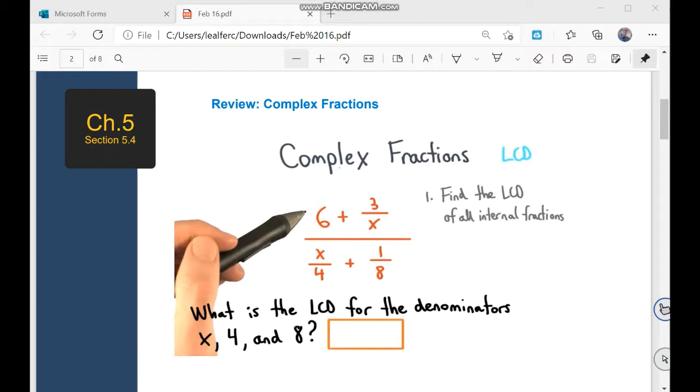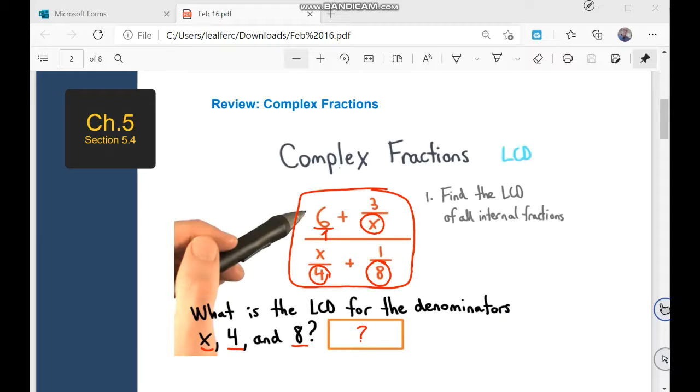For method number two, you need to find the least common denominator of all the fractions that you have in this complex expression. And my question now is, what do you think is going to be the answer? What is the least common denominator that we will apply to this expression here? The denominators are x, 4, and 8. What is going to be the value of the least common denominator?